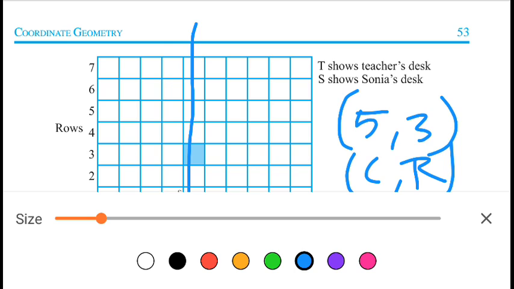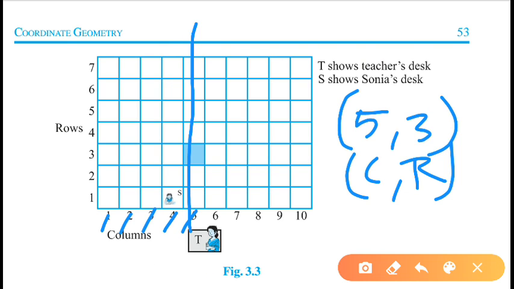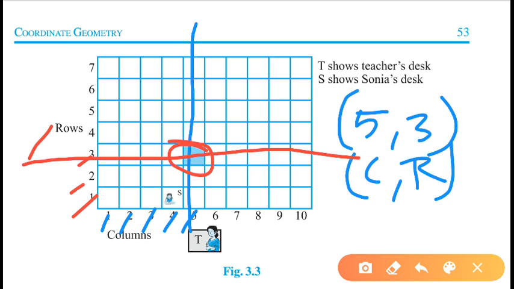Now I'm moving to row 3. So here we have the rows. 1, 2, 3. So this is your row number 3. Where do they come in contact with each other? The blue portion is this exact location, that is 5 comma 3, which is the coordinate of this box or this table, which is classified with the help of two axes. One is the row and the other one is the column.